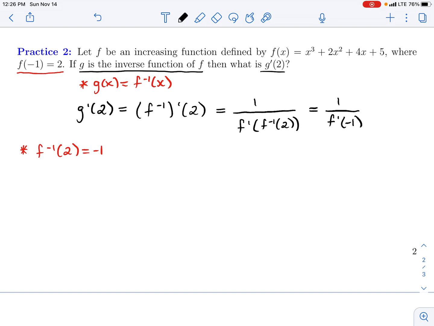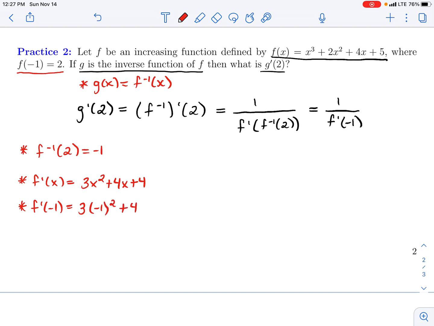Okay. So now I just need to figure out what the derivative of f is at negative 1. Well, wasn't I given what the function f is? I was, right? So now I just need to compute the derivative of f and plug in negative 1, and then I'm all set. So here, I'm going to say that the derivative is equal to 3x squared plus 4x plus 4, right? And then now plugging in negative 1 into that function, I get 3 times negative 1 squared plus 4 times negative 1 plus 4.